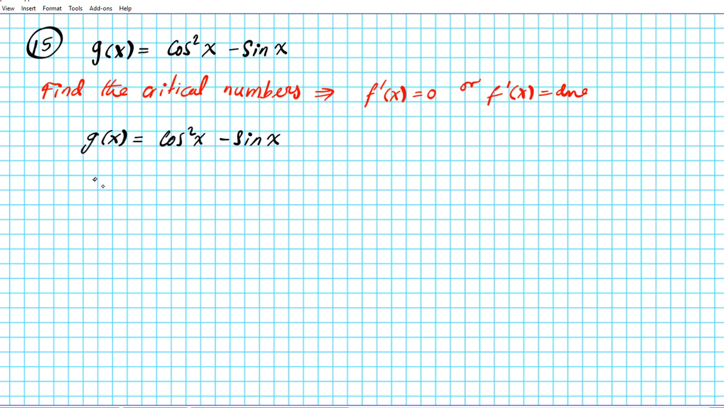Now, to find the derivative, we have to be careful with this cosine square x business. Let's write it in a form that makes it easy for us to accurately apply the right procedure. Cosine square x is basically the function cosine x, squared. So we are differentiating that, term by term, minus the derivative of sine x.